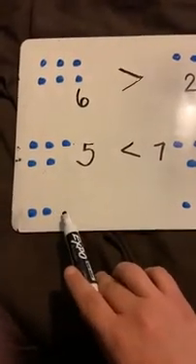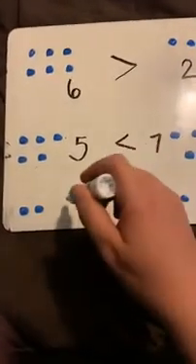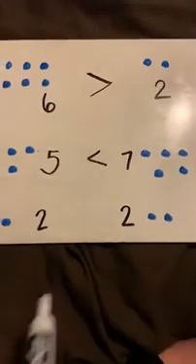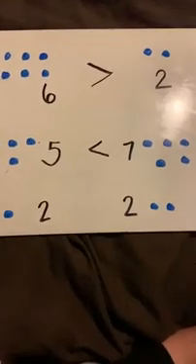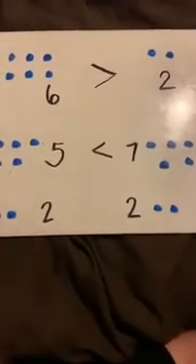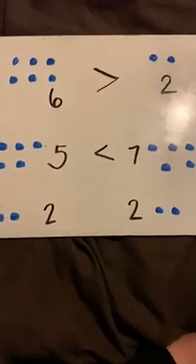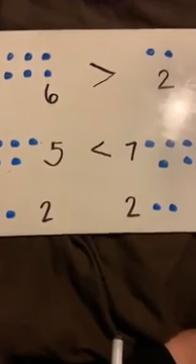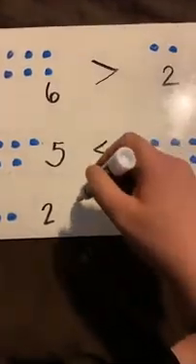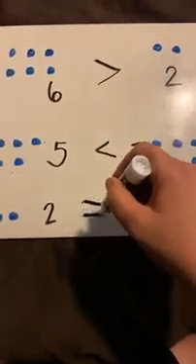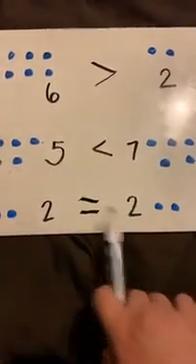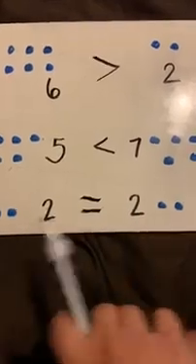How many do I have on this side? 2, you're right, I have 2. And how many do I have on this side? I have 2. Wait a minute, is one side bigger than the other? No, it's not. Is one side smaller than the other? Nope, it's not. So what do I have to put? I have to put an equal sign because they're the same thing. They equal the same number.